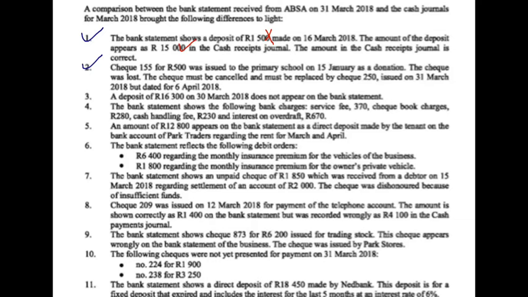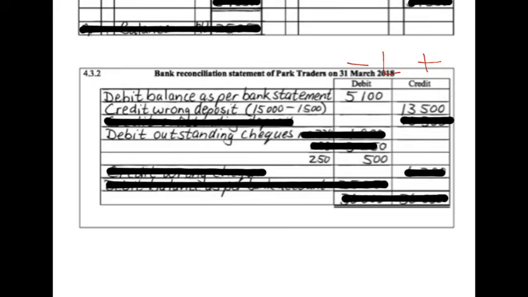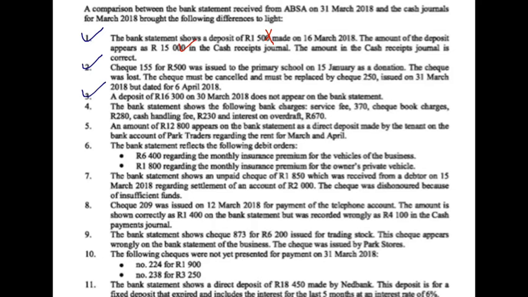Third, a deposit of 16,300 on the 30th of March does not appear on bank statement, so it is in my books, but it's outstanding for bank statement, therefore I add it to bank reconciliation statement. So on bank reconciliation statement, I'm going to credit the outstanding deposit of 16,300.